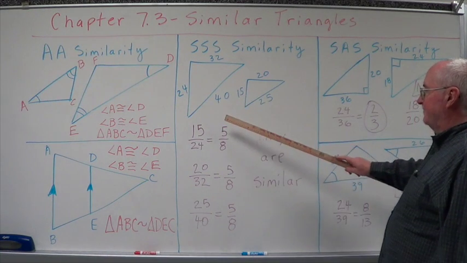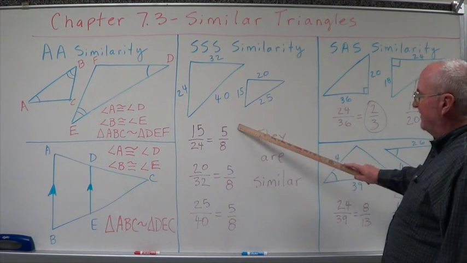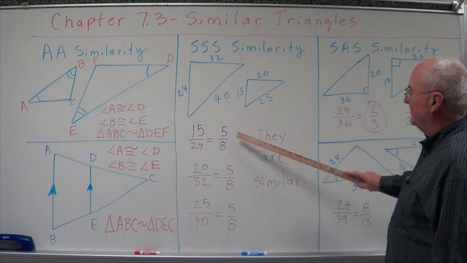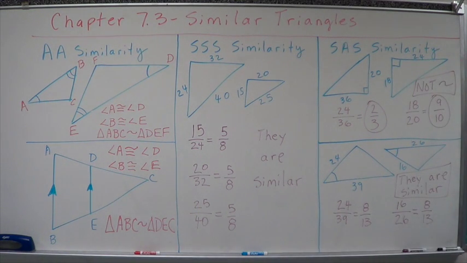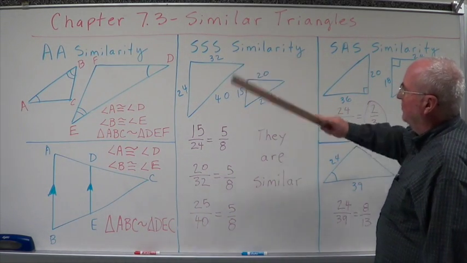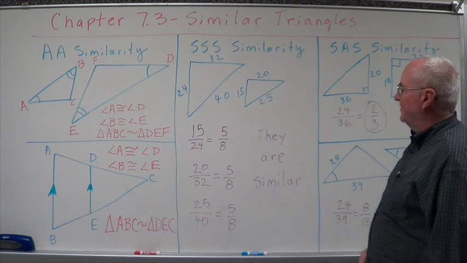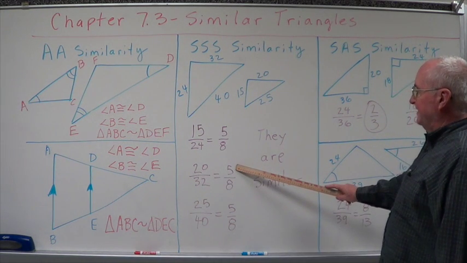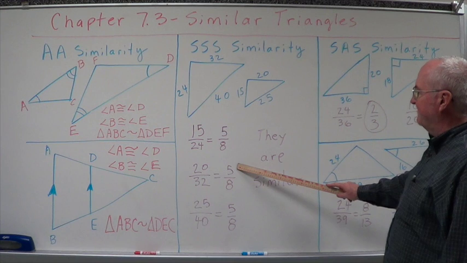If we take 3 out of that, we get a 5. 3 out of that, we get an 8. So that's a proportion of 5/8. Those two sides are proportional at 5/8. Now let's take the middle side. That's the 20. Set up a ratio with 32. 20 divided by 32, we come up with the same 5/8.